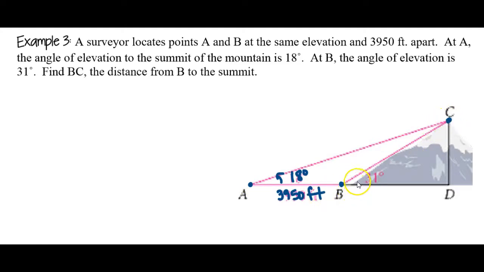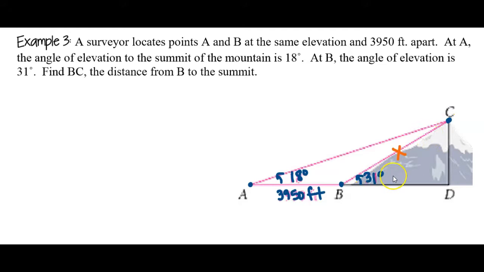And at B, it says that the angle of elevation is 31 degrees. So here he is going to have to look up 31 degrees, which makes sense because he's a little bit closer to the mountain here. So he's going to have to look up a little further to see the top of the mountain. So what are they looking for here? It says find BC, the distance from B to the summit. And again, the summit is the top of our mountain. So they are looking for this length right here, from B to C.